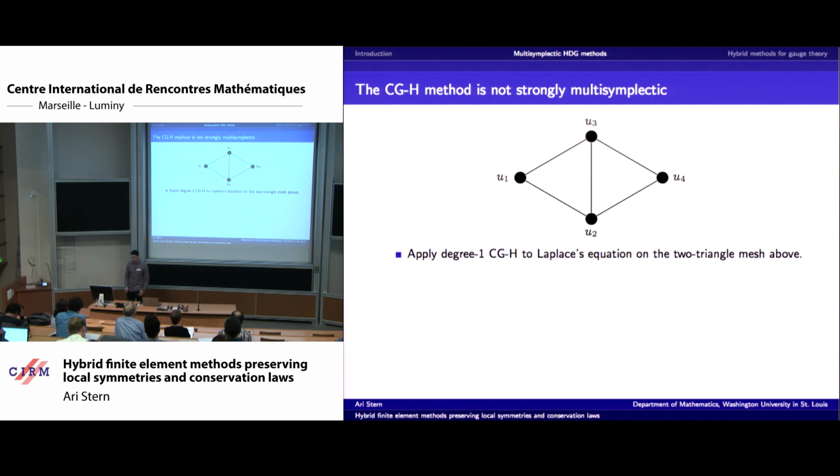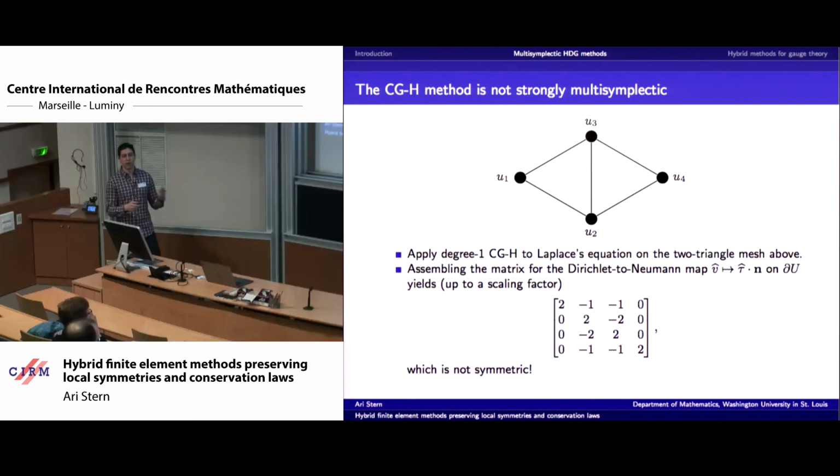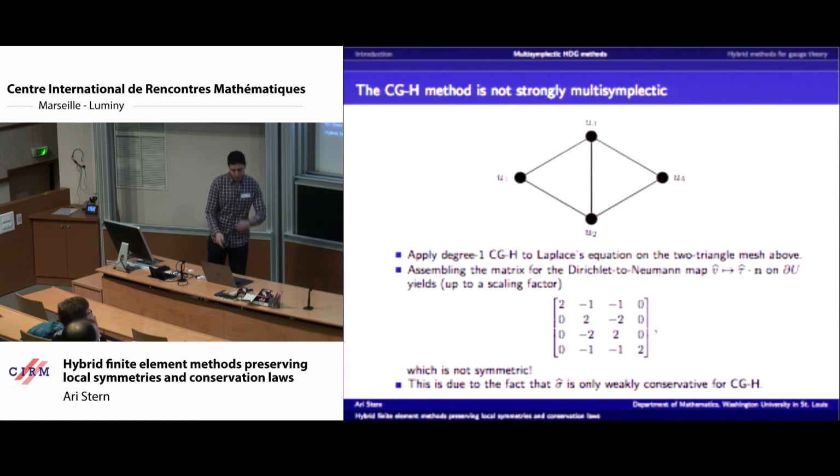And here's the CG method, the continuous Galerkin method. So here's an example with just two triangles where we assemble the matrix corresponding to the Dirichlet-Neumann operator, and as you can see, this is not a symmetric matrix. So in fact, you can actually come up with a very simple counterexample where that symmetry of the Dirichlet-Neumann map fails for the continuous Galerkin method, but all the others will satisfy this.